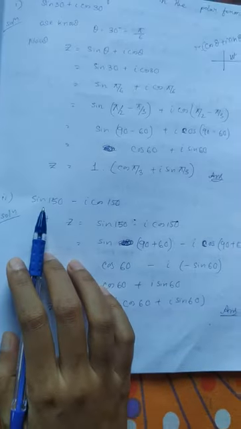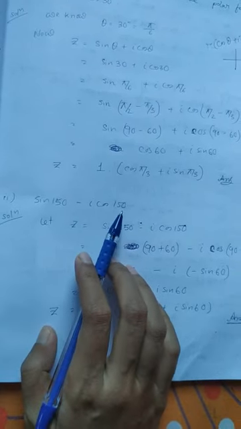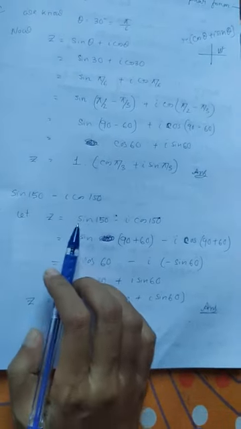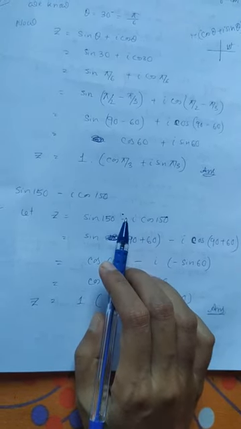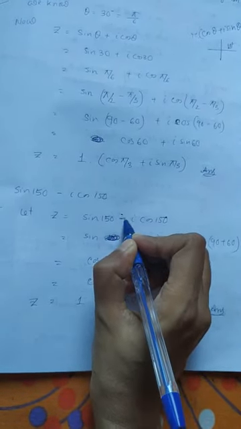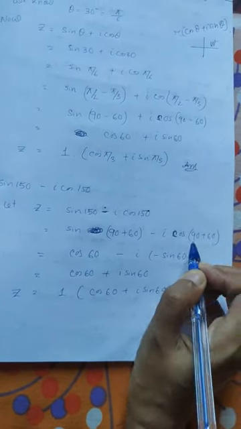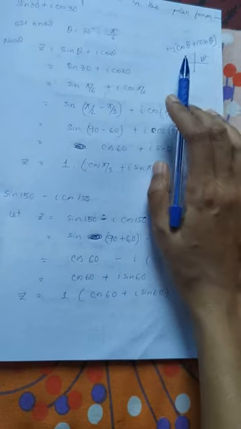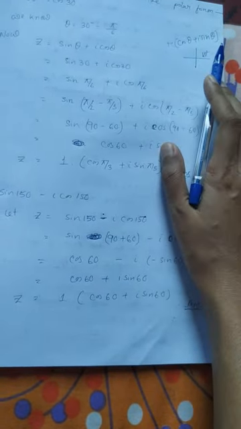Now you see, the second question is sin 150 minus i cos 150. So sin 150 can be written as 90 plus 60. It is minus i cos 90 plus 60. 90 plus 60 is 150. So it is not in this form. I have to convert it in this form, r cos theta plus i sin theta.